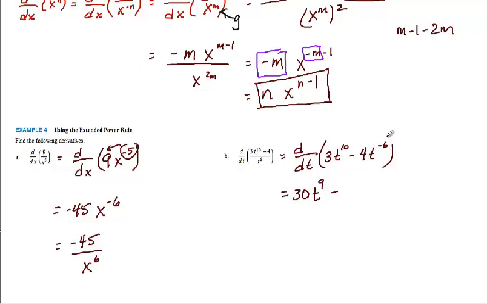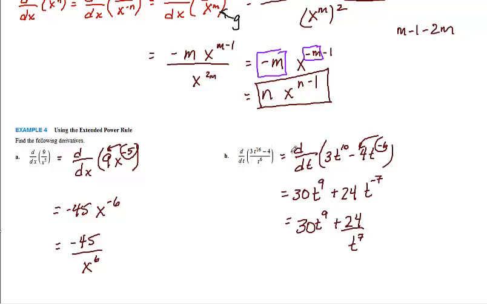Minus, bring down the negative 6, multiply it here. Oh, that'll make that a plus 24. t to the negative 6 minus 1 is negative 7. Putting it in a more appropriate form, 30 t to the 9th plus 24 over t to the 7th.